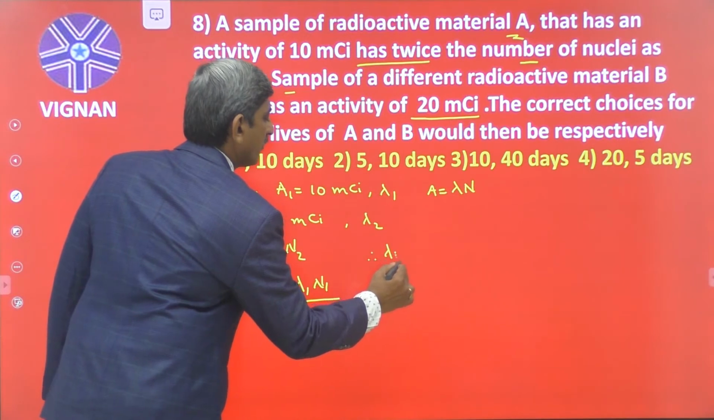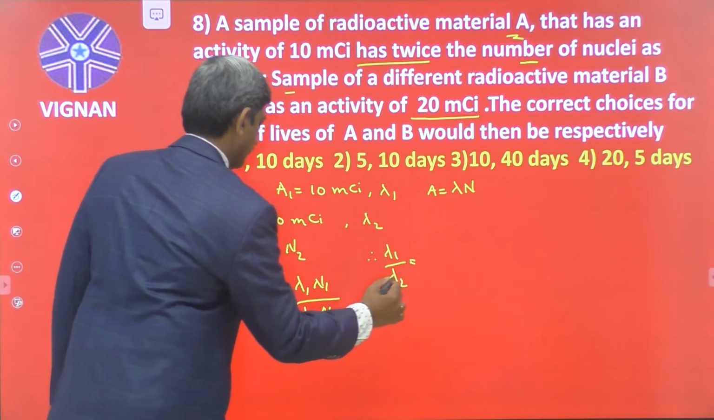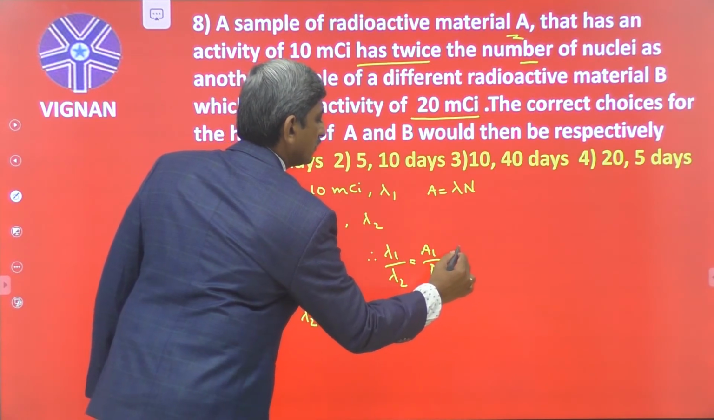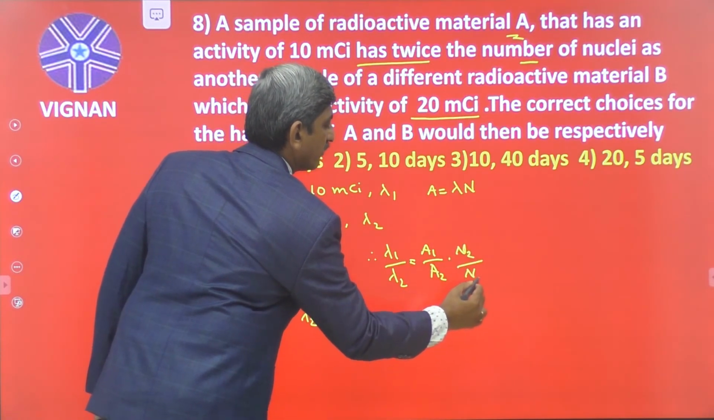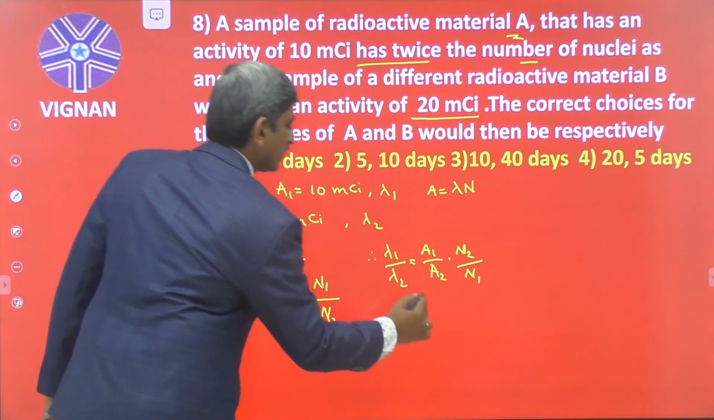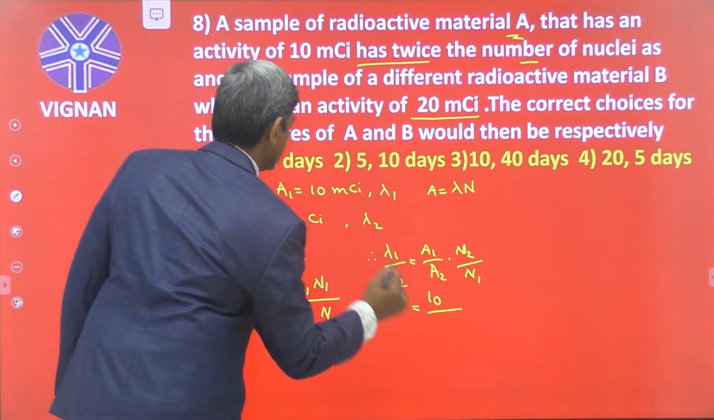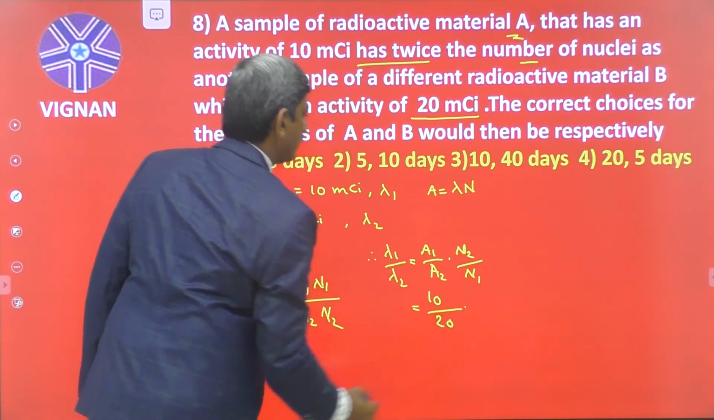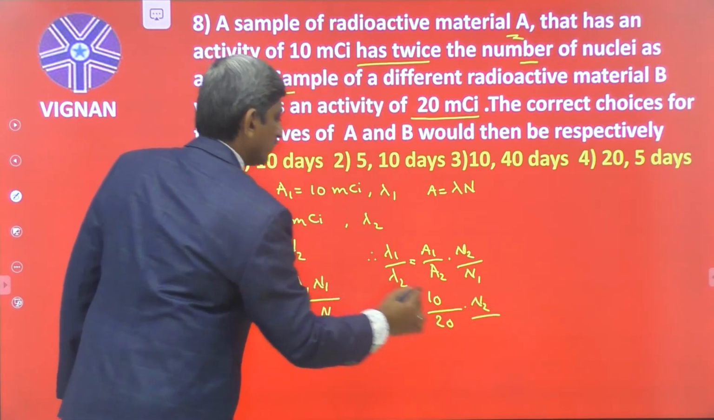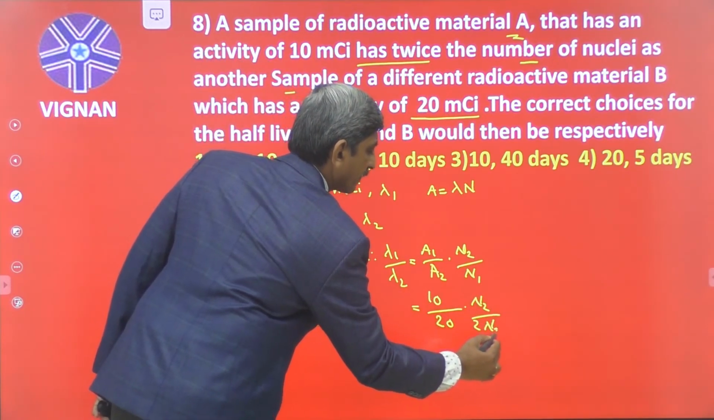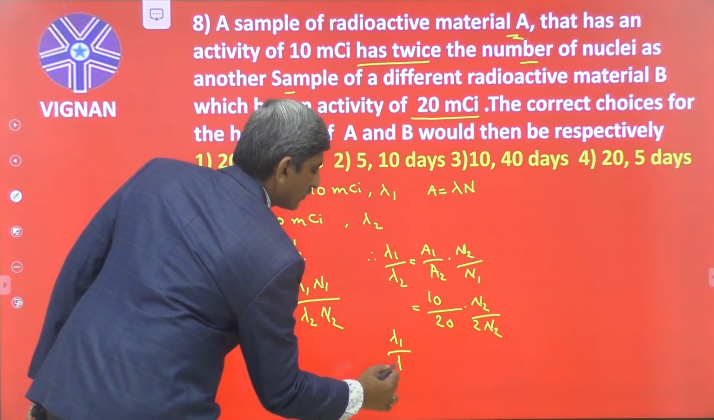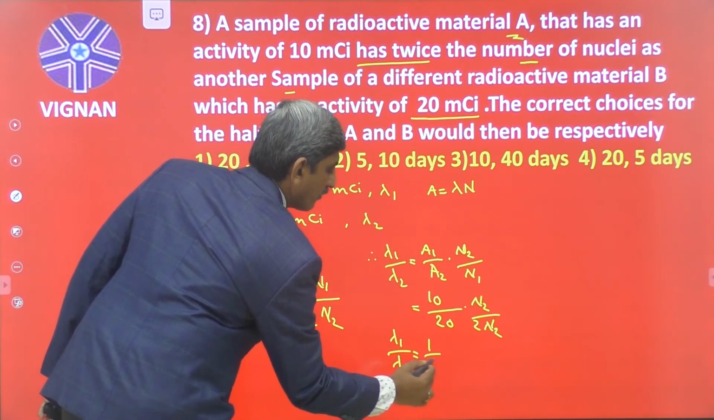Therefore lambda 1 by lambda 2 is equal to A1 by A2 into N2 by N1. A1 is equal to 10 and A2 is equal to 20, into N2 by N1, but N1 is equal to 2N2. Now it becomes lambda 1 by lambda 2 is equal to 1 by 4.